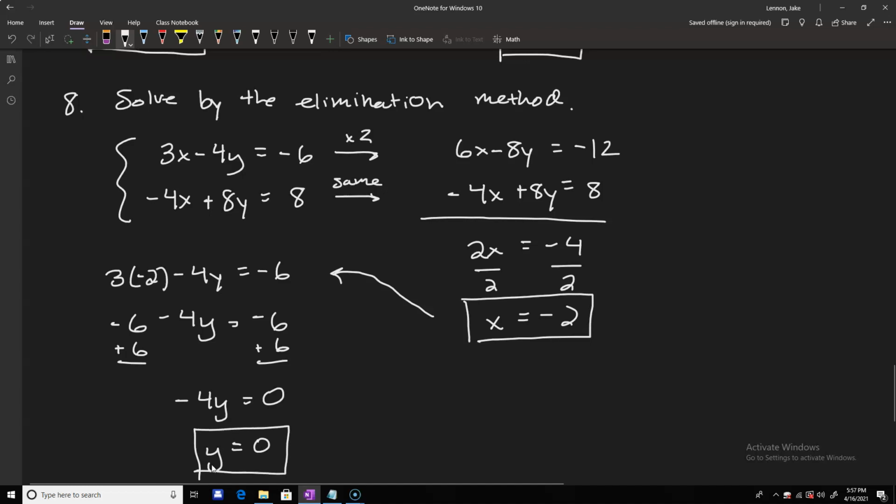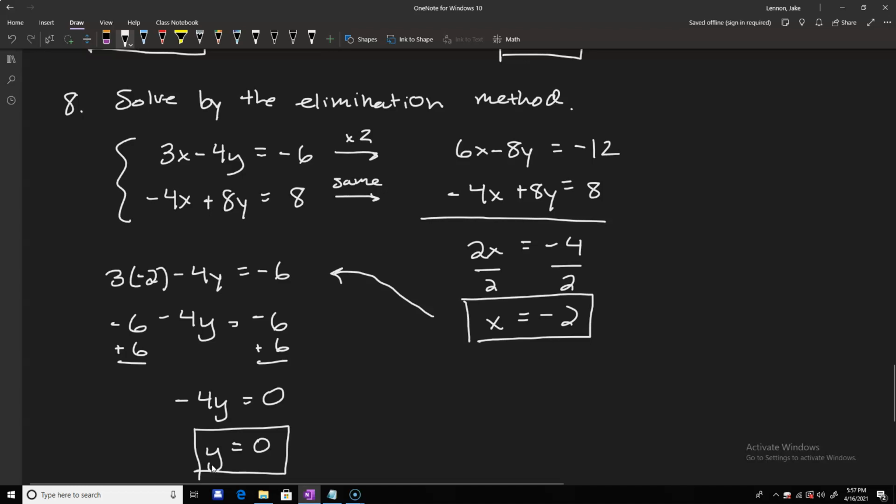And you can check that that's true by plugging both of those numbers into both equations. If you replace x by negative 2 and y by 0, 3 times negative 2 is negative 6. And if you do negative 4 times negative 2 and put 0 in for y, you get 8 for the second equation as well. So that's the answer to number 8.